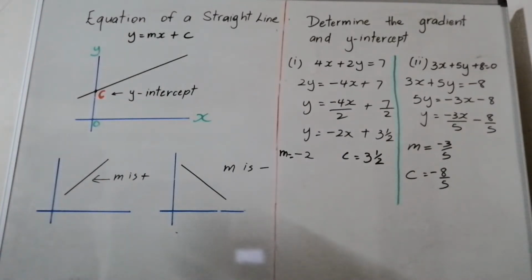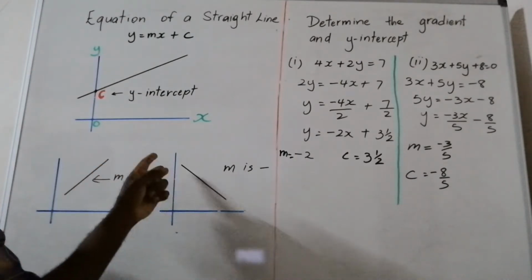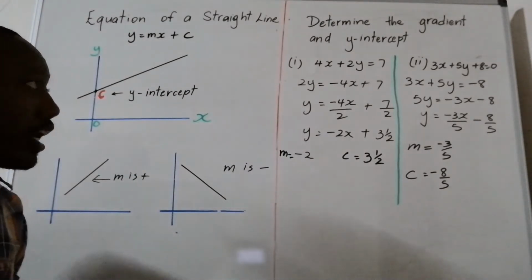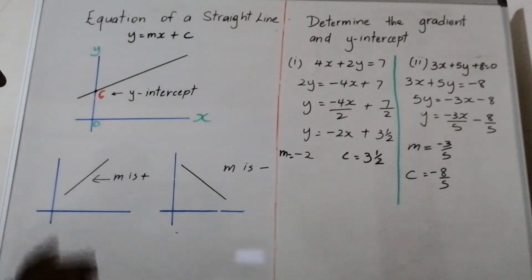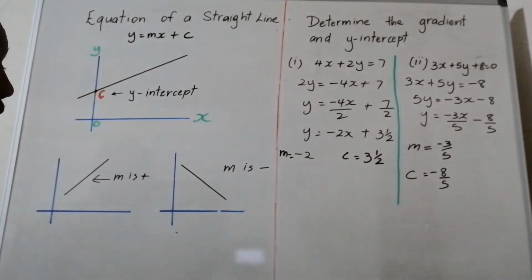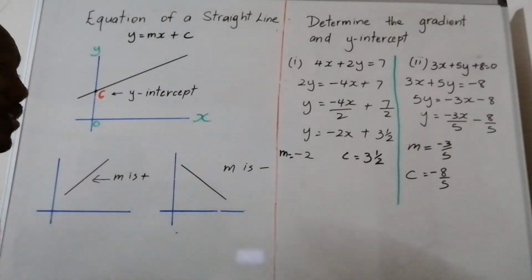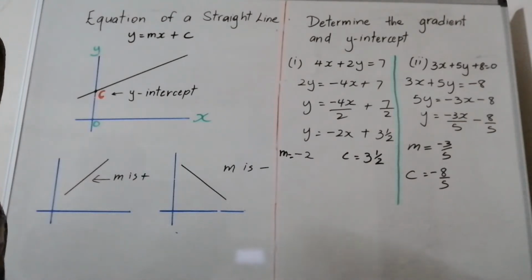When the gradient is positive, this is the direction of the line. When the gradient is negative, here we have the direction of the line. And if we're given an equation and we want to know the y-intercept or the gradient, we write it in the form y equal mx plus c, m representing our gradient, c representing our y-intercept. In our next class, we will find the equation of a straight line when the gradient and a point is given.